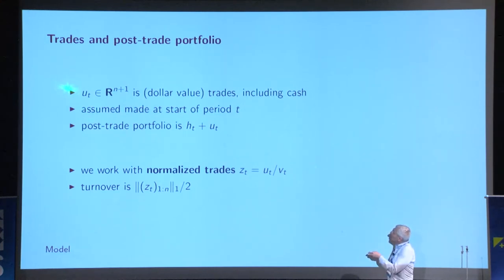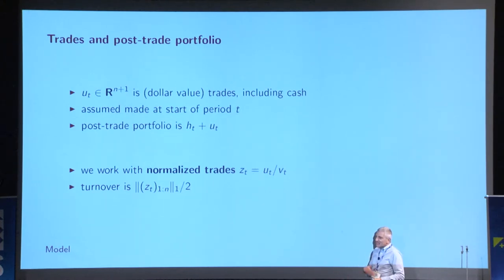We're going to let UT be the dollar value trades, including cash, right? So if UT is positive, that means that cash is going into the bank account. If it's negative, it means it's coming out. And we're going to make an assumption that's completely incorrect, but it's fine. And it's going to be this, that your timing model is going to be this, that at beginning, you're going to first take the initial thing, you're going to execute all the trades instantaneously. That's, of course, not what happens. And then you'll invest it for one period.